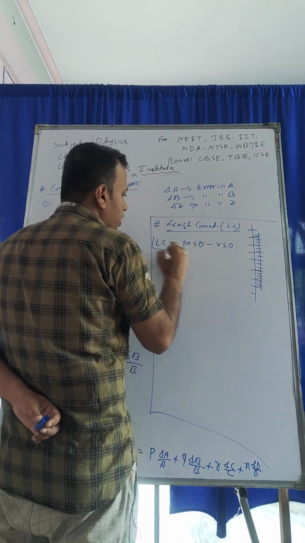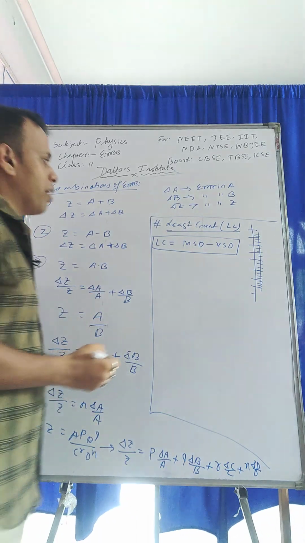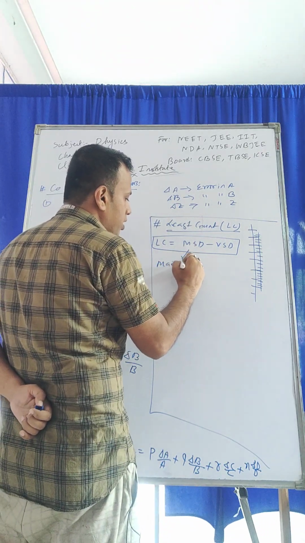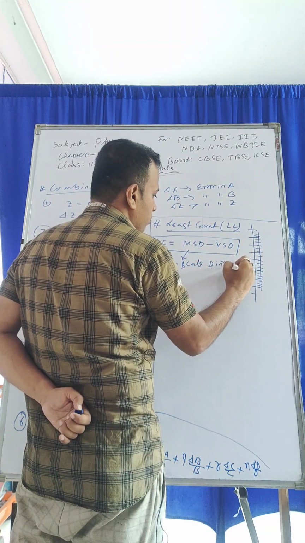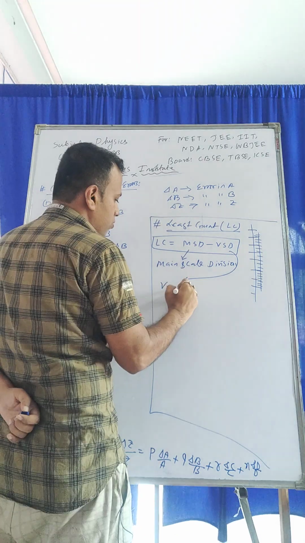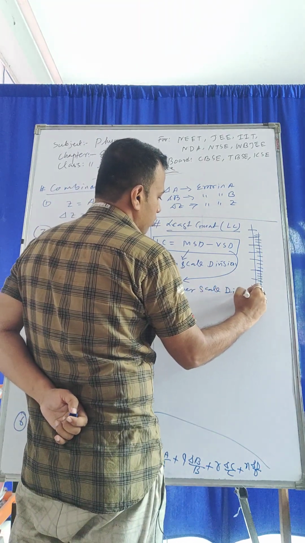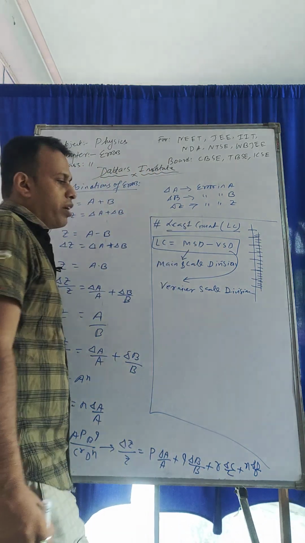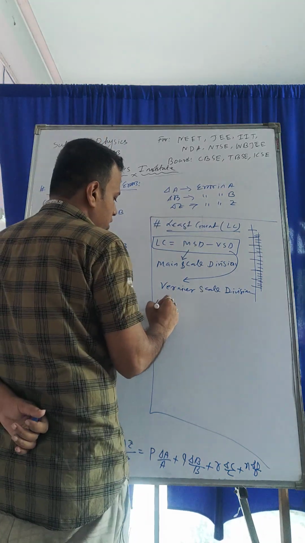So here, what is MSD? MSD's full form is main scale division, and VSD is nothing but Vernier scale division. Okay, the MSD is main scale division and VSD is Vernier scale division. Got my point? Now another formula is there, that is for the screw gauge.